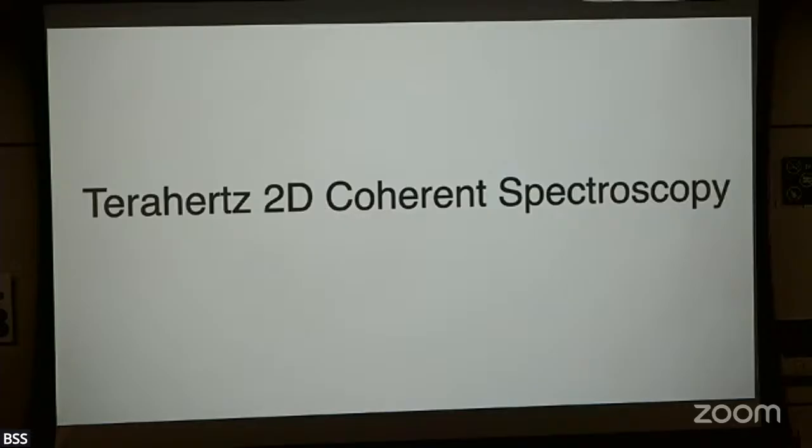The technique of two-dimensional coherence spectroscopy was actually invented, and I'll mention this, in the context of nuclear magnetic resonance. So there you're using radio frequencies to interrogate and manipulate nuclei.